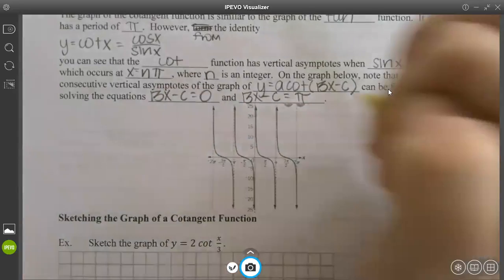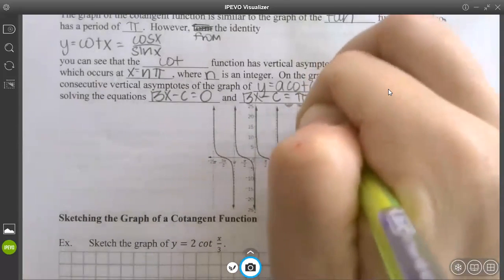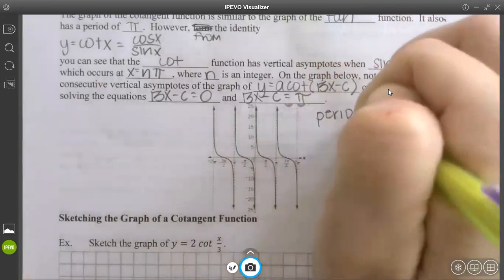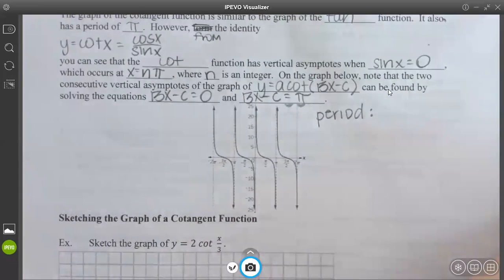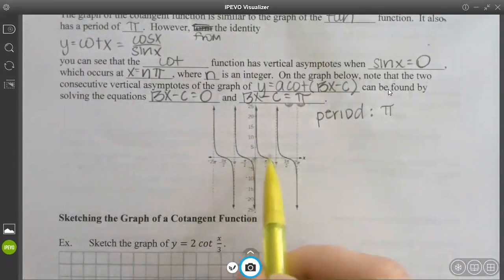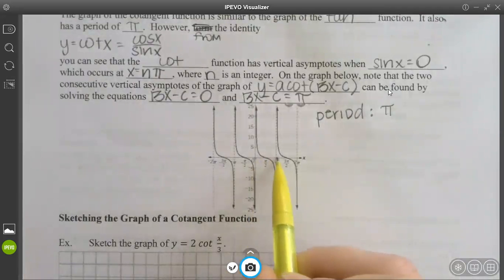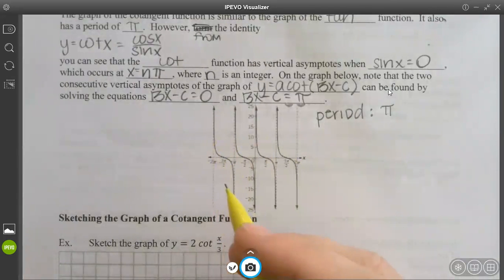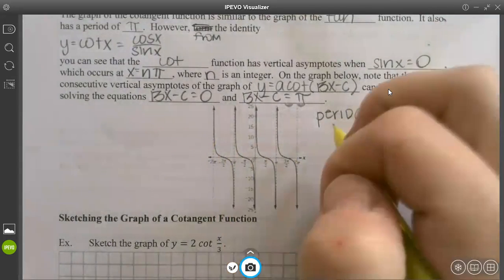So what would your period be on this one? Look at it real close. I think it's already told you one time. Not negative pi, just pi. How is it pi? Because it goes from 0 to pi, and then pi to 2 pi. So your period is pi.